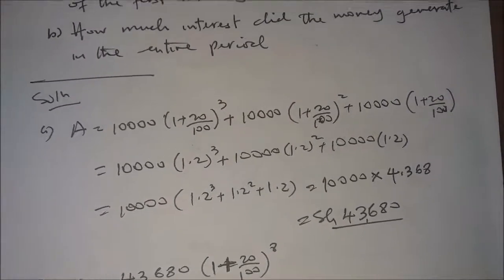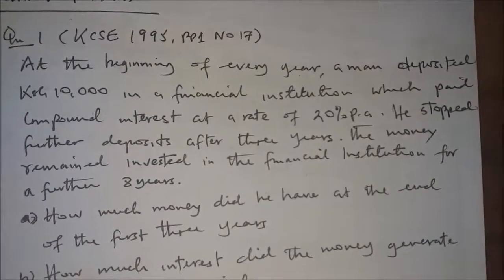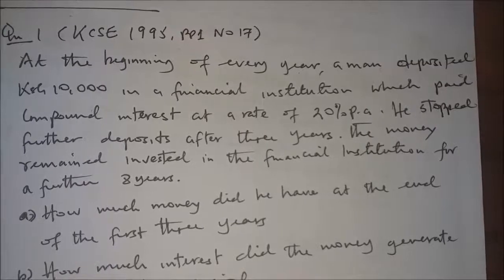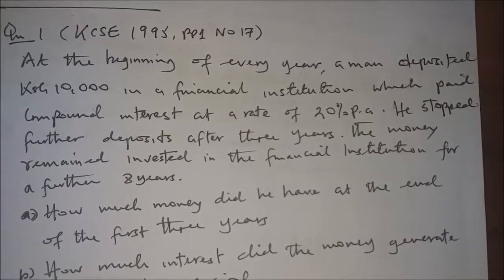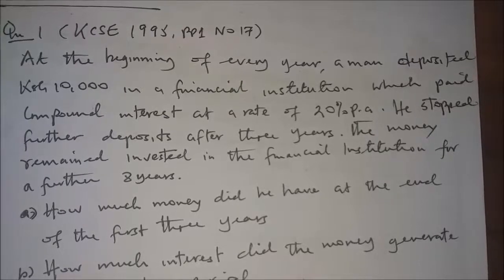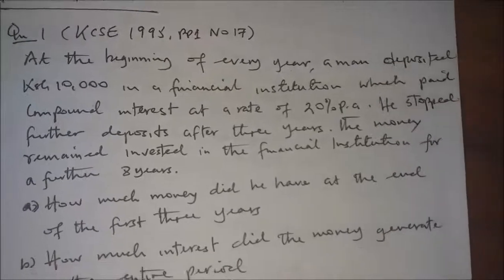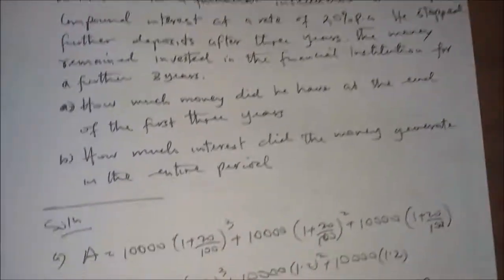10,000 was deposited in a financial institution every year. The institution paid an interest rate of 20% per annum. He stopped further deposits after 3 years. So the first question is, how much money did he have at the end of the first 3 years?